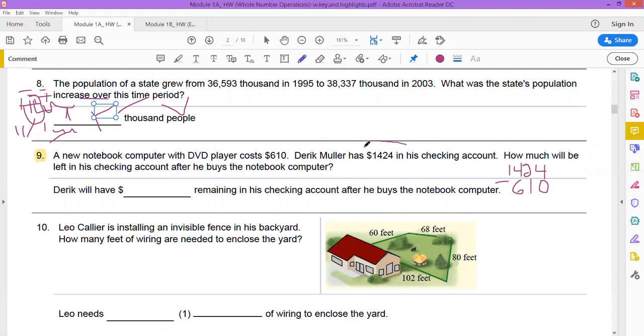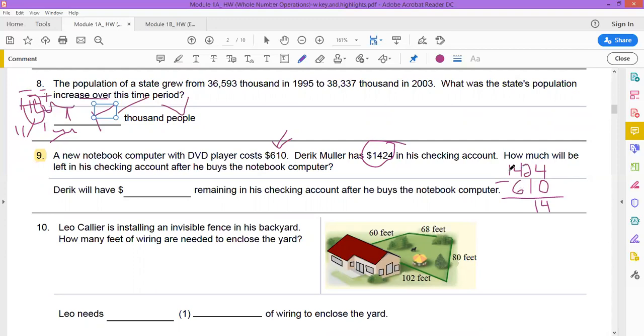So his bank account began at $1,424. So we write that number, and then he purchased the DVD player computer for $610. So we're going to subtract that amount from the $1,424. So we line up our digits again, but this time we're subtracting instead of adding. Starting in the far right column, 4 minus 0 gives us 4. 2 minus 1 gives us 1. And then 4 minus 6.